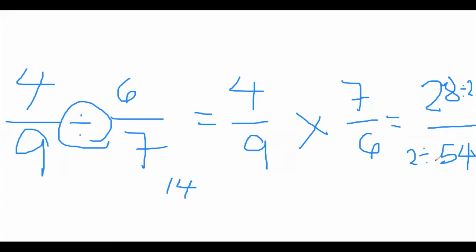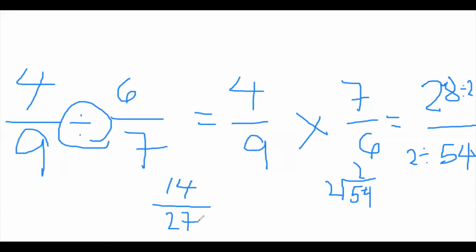And 54 divided by 2 is 27, I think. Yes, 2 times 27 is 54, right? So let us check. So we have 27 as the answer.